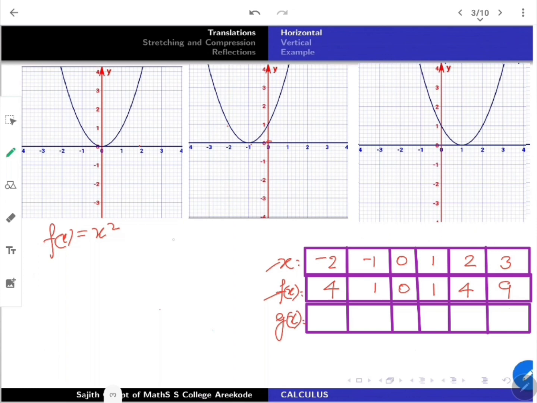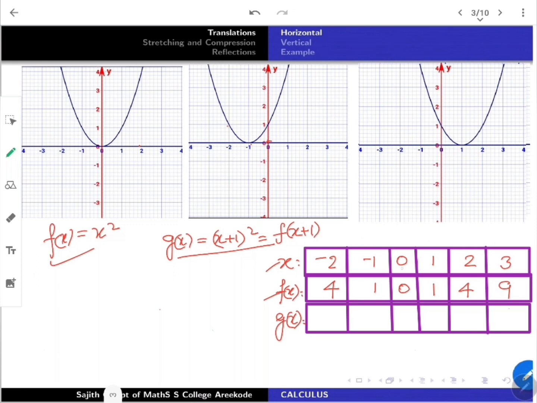Suppose I am looking at my new function g of x, which is going to be x plus 1 whole square. So the rule is nothing other than f of x plus 1. And we are going to be interested in how to plot the graph of g by just looking at the graph of f. Again, some observations are at ease.